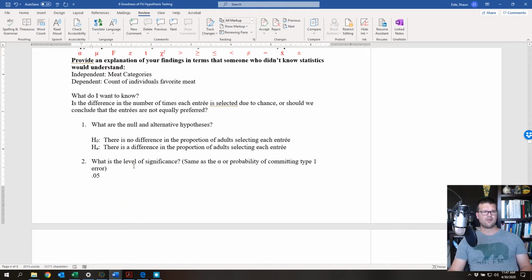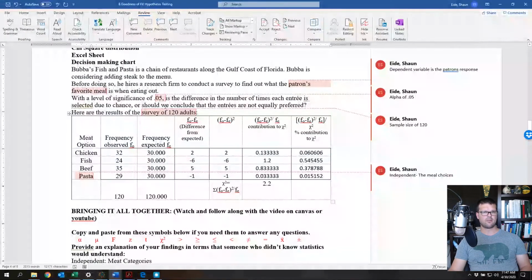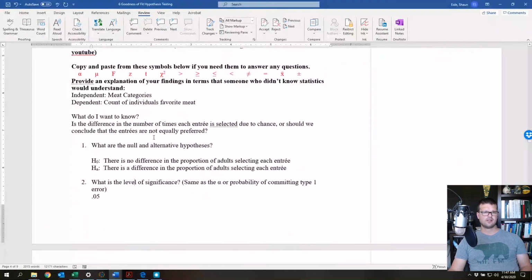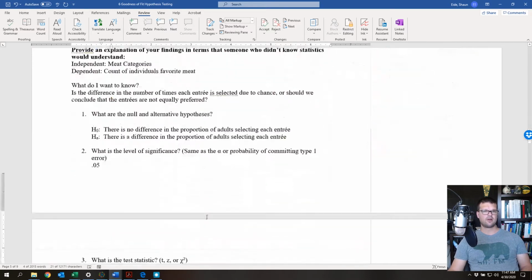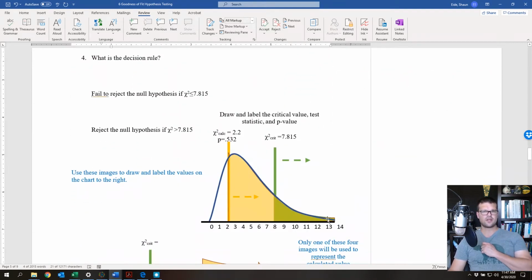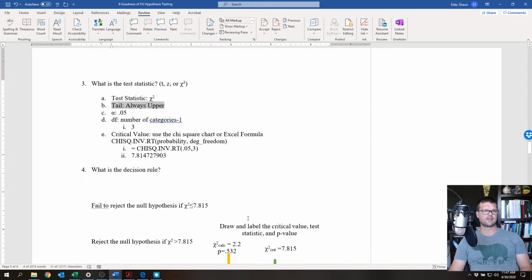Okay, what is the level of significance? Coming back up here, 0.05. And then what is the test statistic? The test statistic we already determined by our decision tree. It's chi-squared. What tail is it? Chi-squared is always an upper tail. Remember, everything is always going to be an upper tail test.